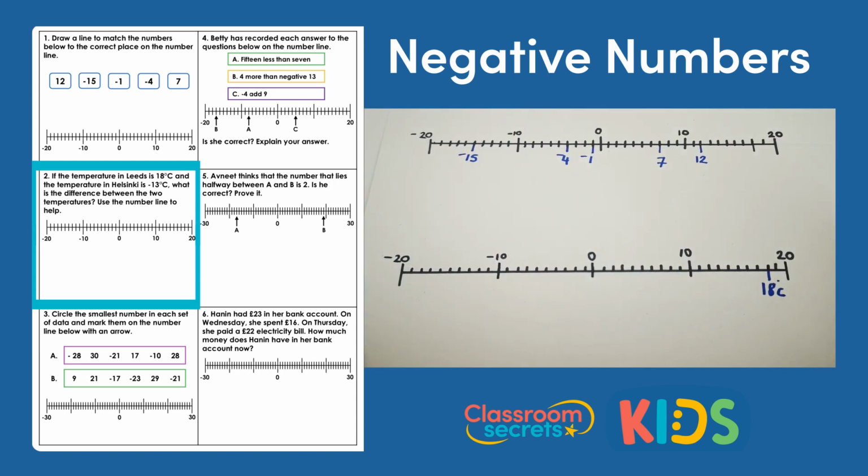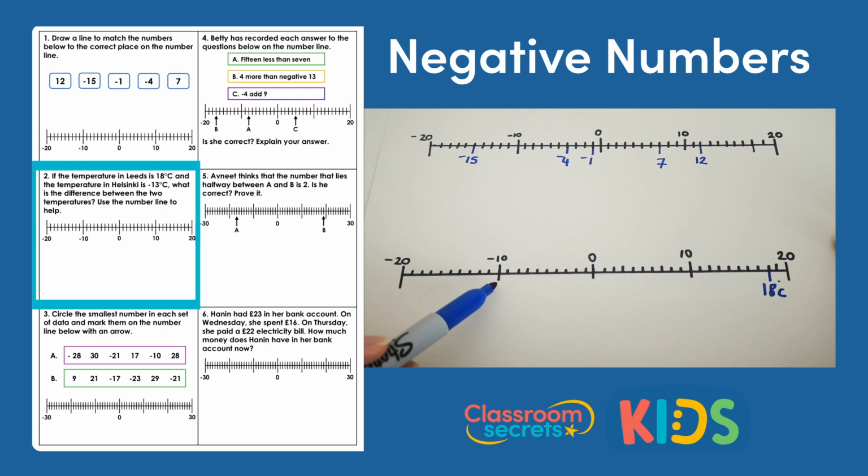So now the temperature in Helsinki is negative 13 degrees. So we know that the increments are worth 1 each, so you can start at negative 10, but if you wanted to start at 0 you could. It's entirely up to you and how you prefer to do it. I'll start at negative 10 and count back. So negative 10, negative 11, negative 12, negative 13. The temperature in Helsinki goes there.